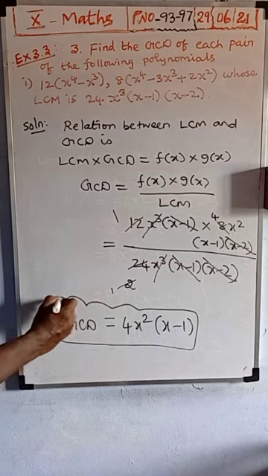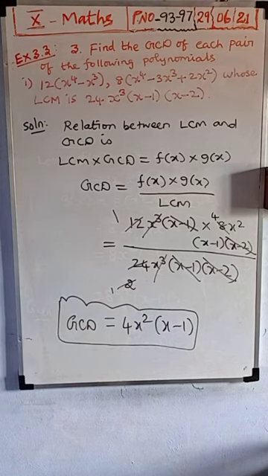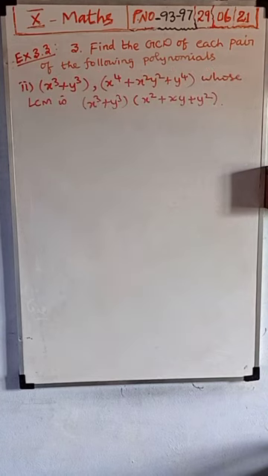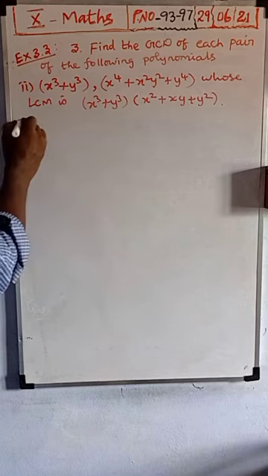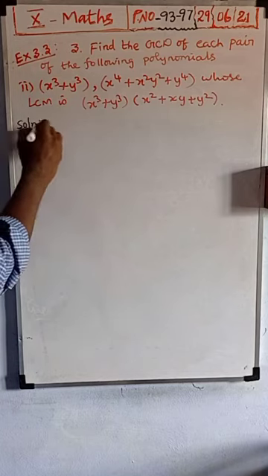So given the polynomials, we need to find the GCD. Okay, that's all. Next, the second point: here only the GCD is to be found. Two polynomials are given, that you choose, and the LCM is given. So using that relationship we will find the GCD. Okay, see the solution. First, choose the given polynomials.